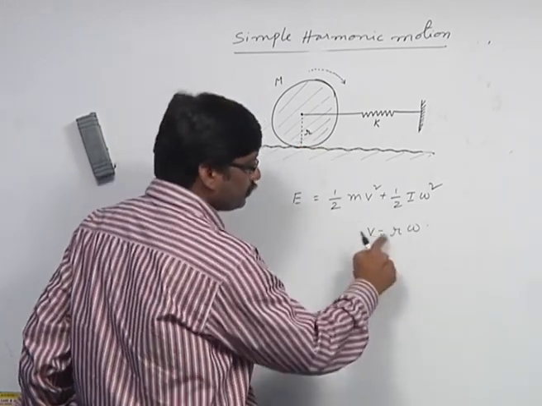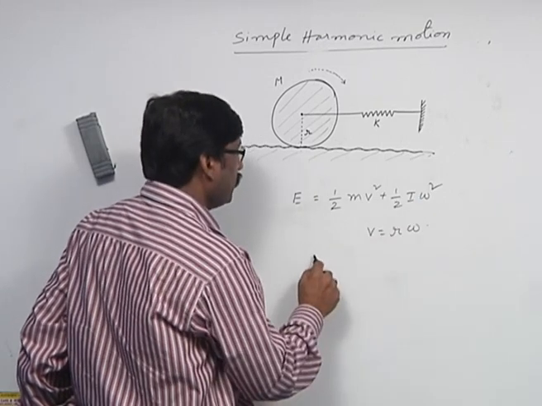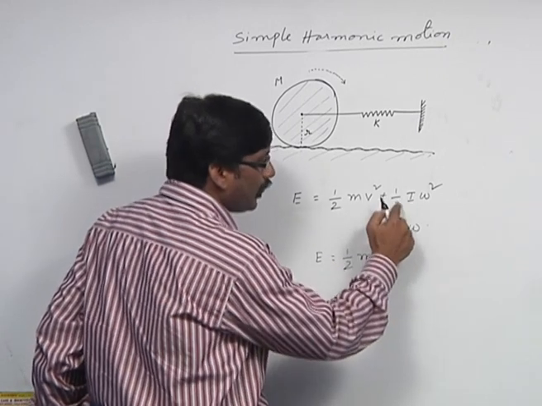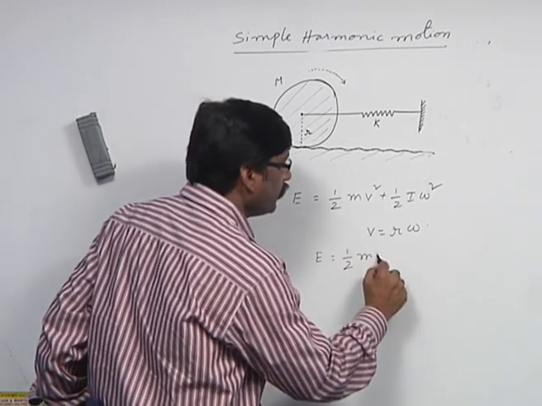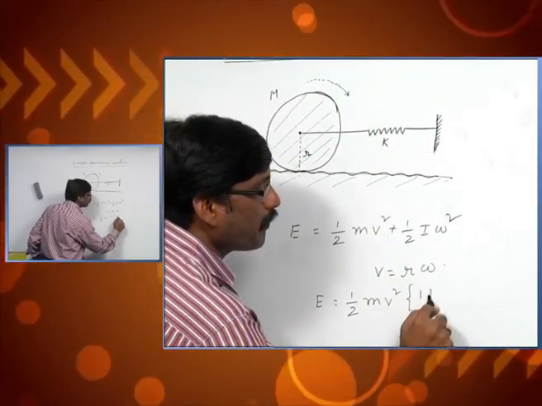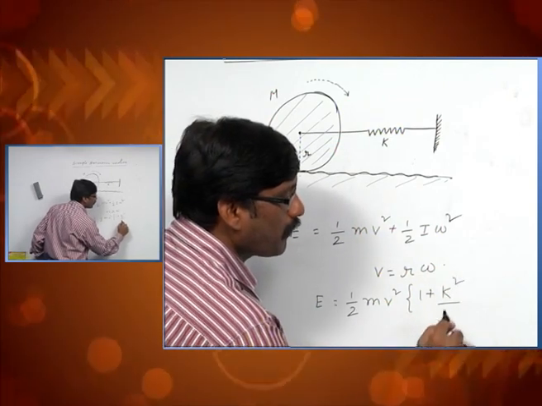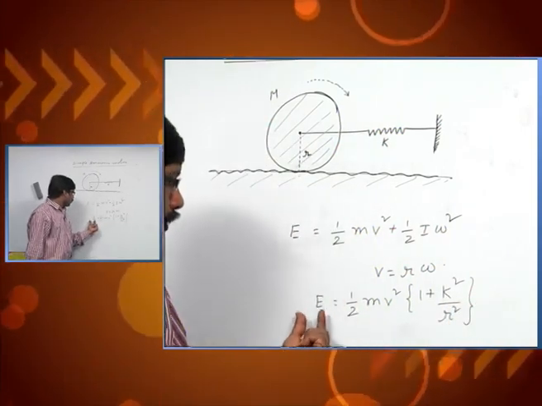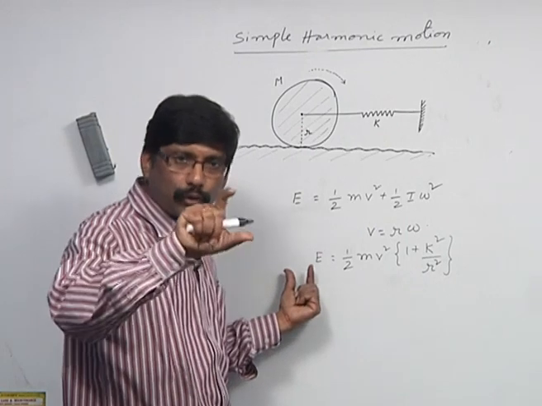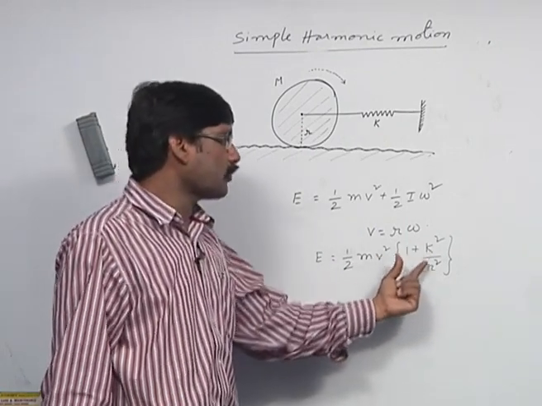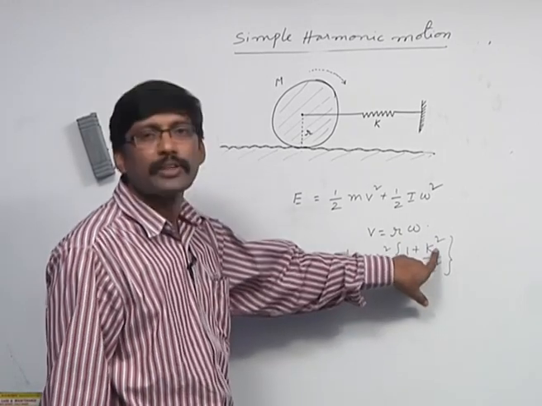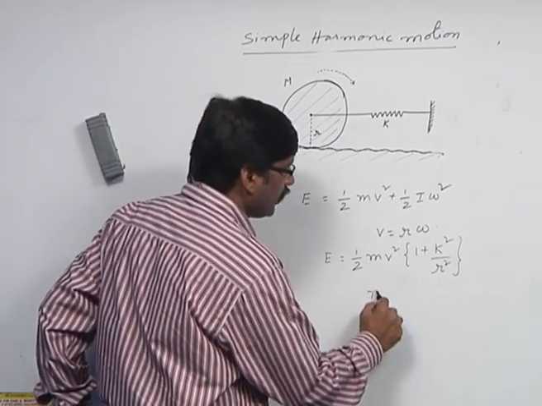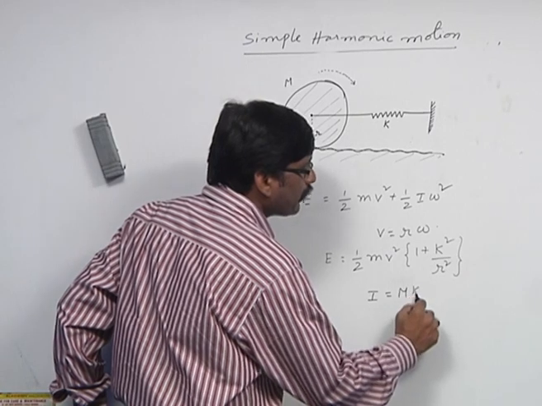If I substitute omega as v by r, the rotational kinetic energy and half mv square together give: the kinetic energy of a rolling body is half mv square into 1 plus k square by r square. You may ask, what is this k? Where k is called the radius of gyration. In place of moment of inertia, I am writing m k square.